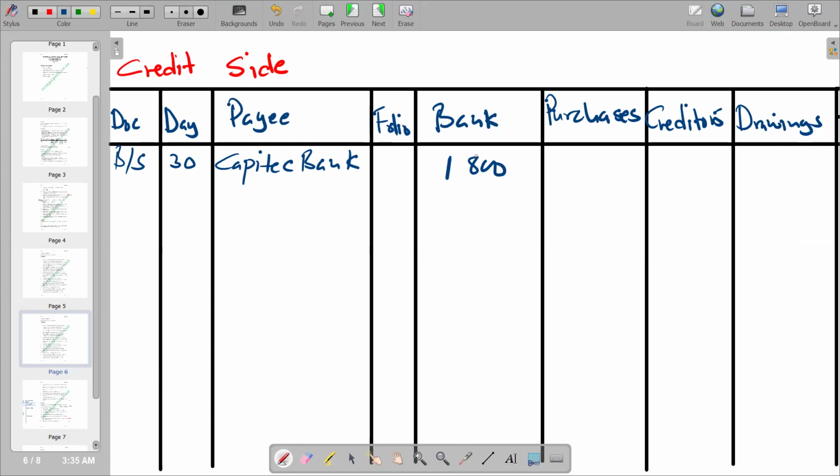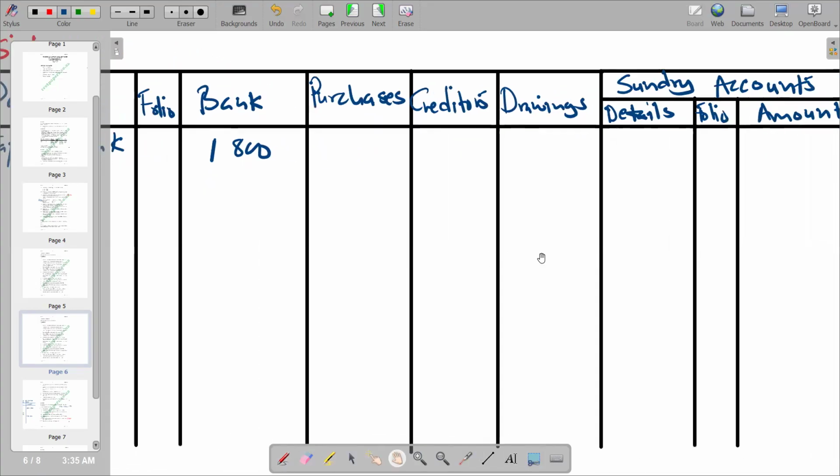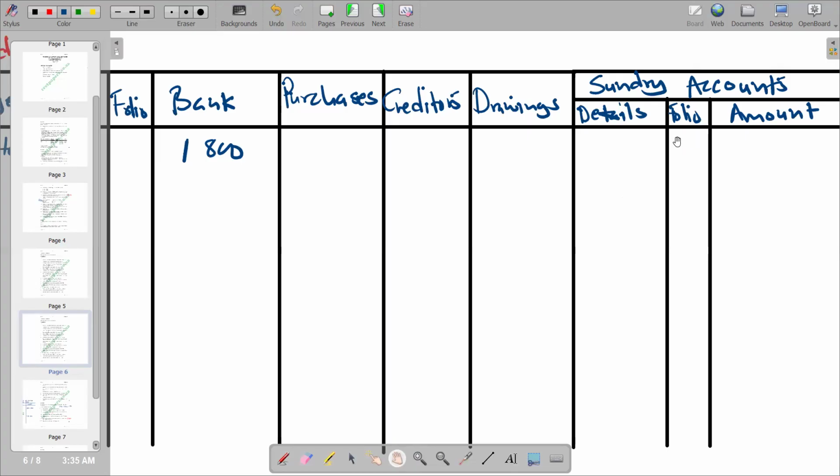And then we check if these bank charges qualify in the columns for purchases, for creditors, and for drawings. We see that our bank charges do not qualify. So in that case, we have to put them under the sundry accounts, whereby we are now giving our details. Remember, these are bank charges. We are now writing the specification, which is bank charges. And the amount is 1,800.